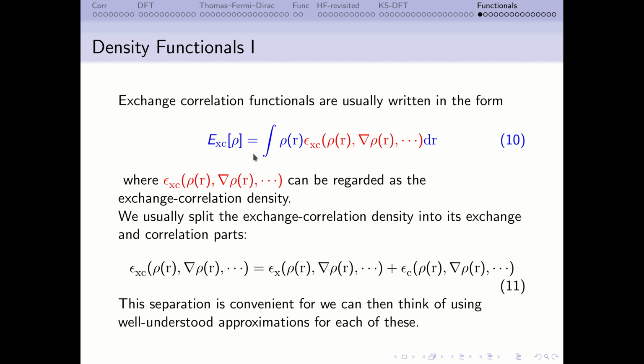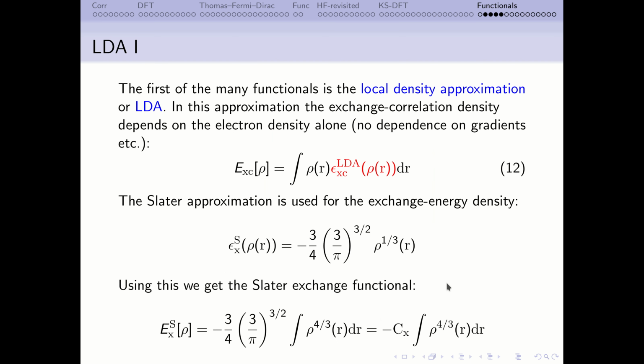So they say that the exchange correlation energy is written as the integral of the density times some exchange correlation density, epsilon xc. And epsilon xc itself is a function or functional of the density, and possibly the gradient of the density, Laplacian. You could go on. Now, traditionally, epsilon xc has been split into an exchange part, epsilon x, and a correlation part. And what follows is now finding approximations for these two parts.